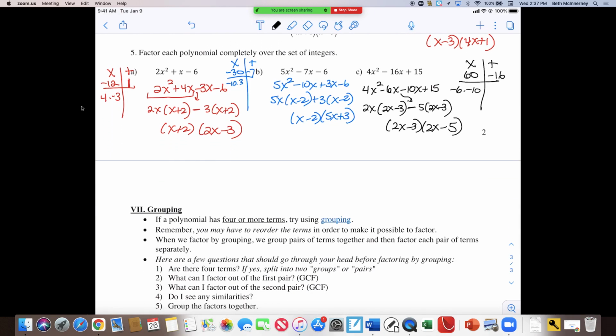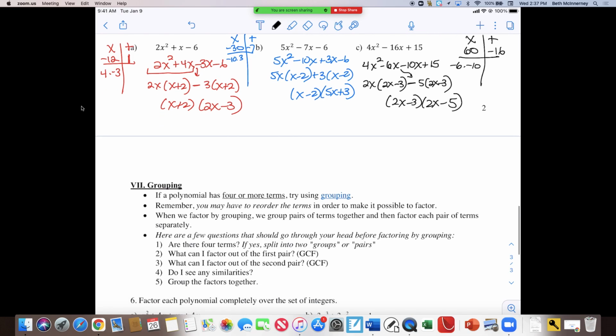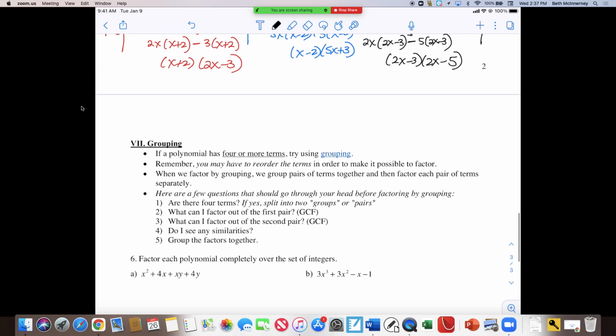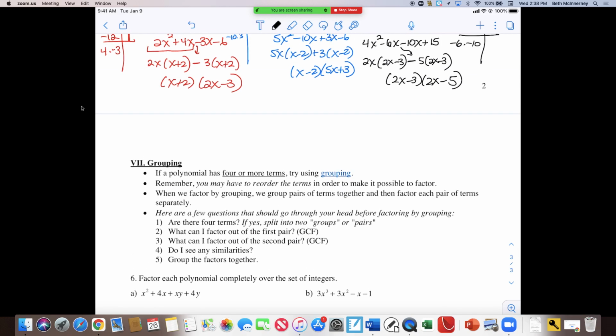Questions? Is this review? Yes? Yeah, okay. Grouping. Grouping is when you have 4 terms. So I want you to do A, B, and C, but then pause. Okay, pause on B, because that one has a little bit of a tricky part to it. And C does have a little trickiness, but I think you can do that one. So try A, B, and C. We've been doing grouping the whole time with the split the middle.